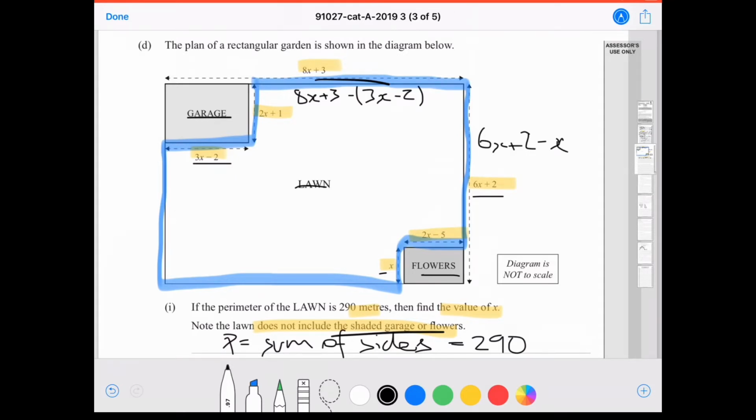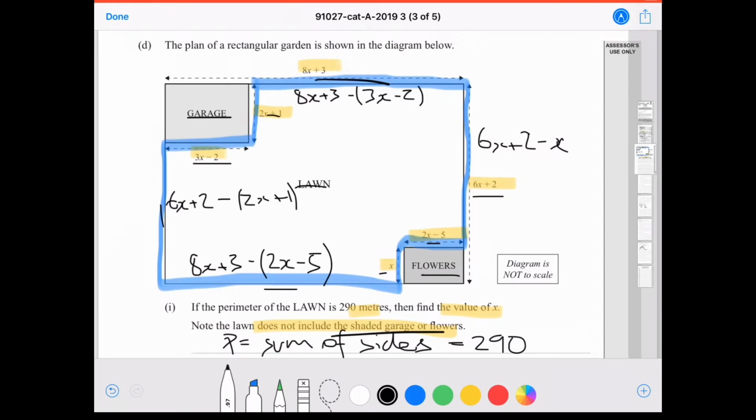Okay, you've got 2x minus 5, that's included. You've got x. And the bottom part down here, again, we're using 8x plus 3, but that's not the measurement. It's 8x plus 3 minus 2x minus 5. And the left-hand side, you've got, again, 6x plus 2, and it's minus 2x plus 1, this measurement here. 3x minus 2 is included, and again 2x plus 1 rounds off our dimensions here.